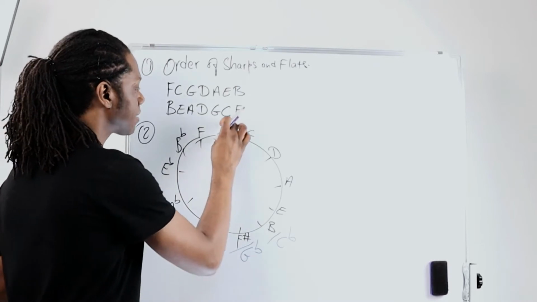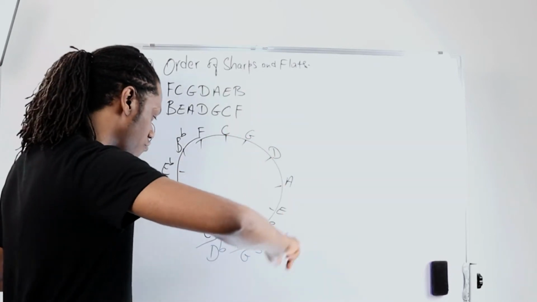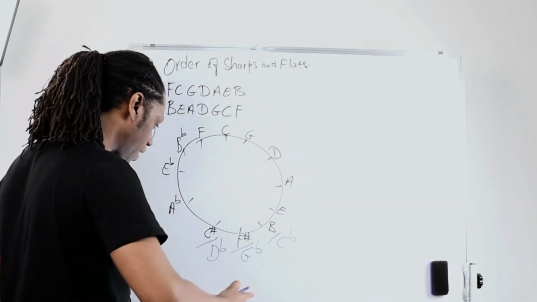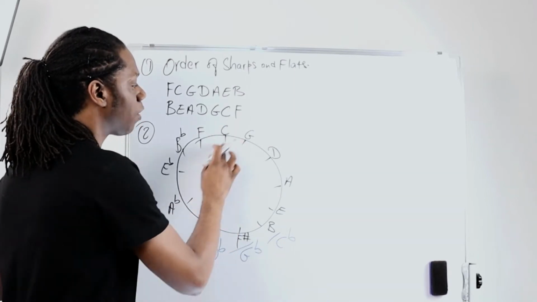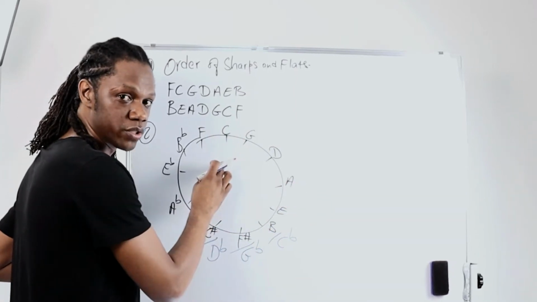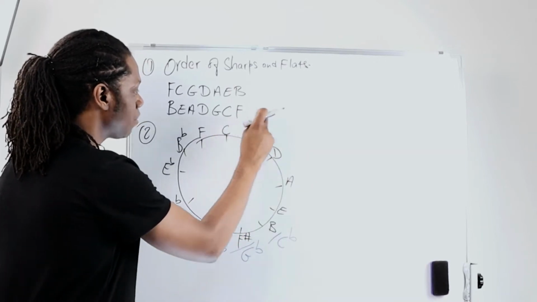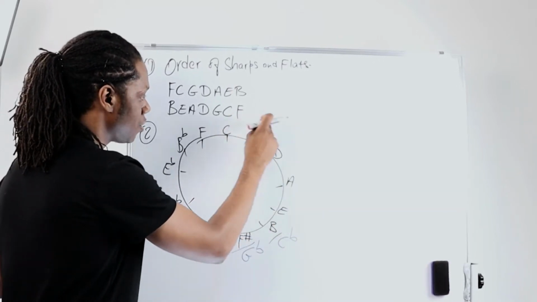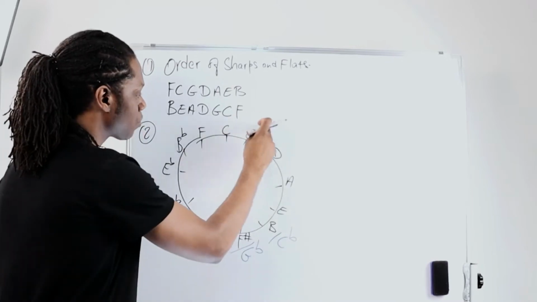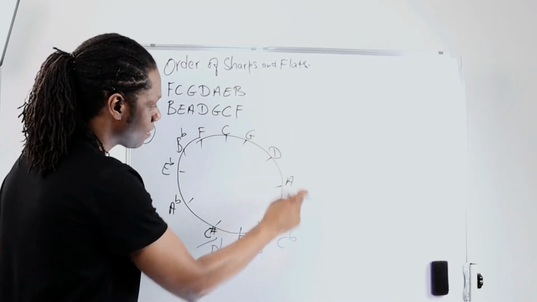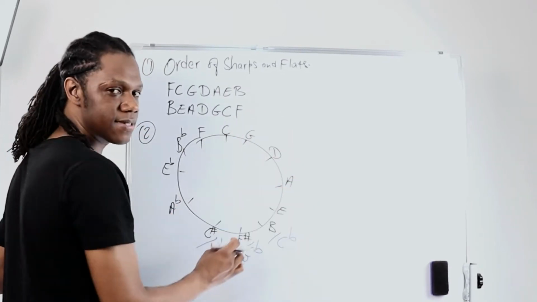All you do is start from any key going around the circle of fifths, all the way around the circle of fifths, and you count 4 from the root note, okay? With the notes that are labeled there. So C, 1, 2, 3, 4. So C, G, D, A, okay? 1, 2, 3, 4. If you add in the notes in between, then you should get 6, okay?